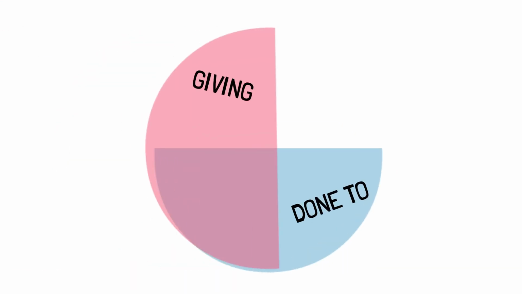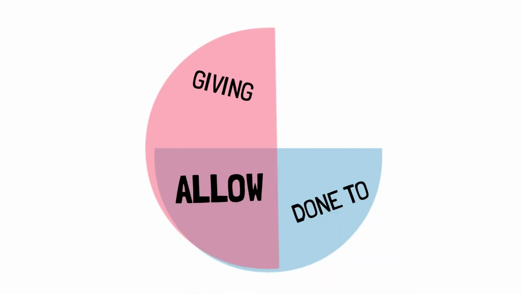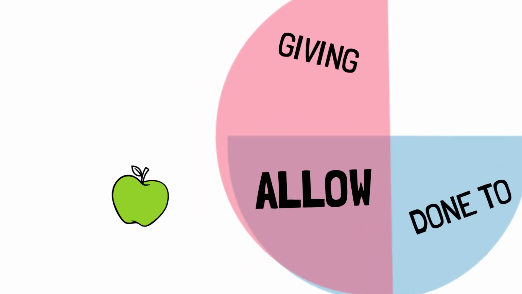And here's where it gets interesting. The done to and the giving halves combine to create the allow quadrant. This is where I'm allowing someone else to do something they want. They're taking action, and I'm putting what I want aside temporarily for their benefit. If you ask to pick an apple from my tree, I might allow you to do that.